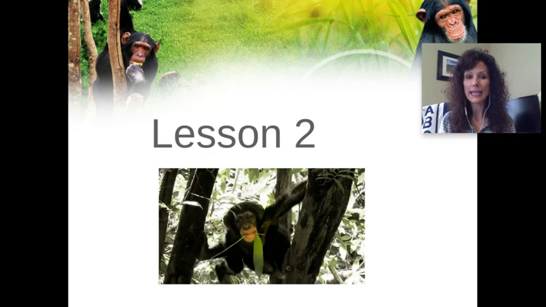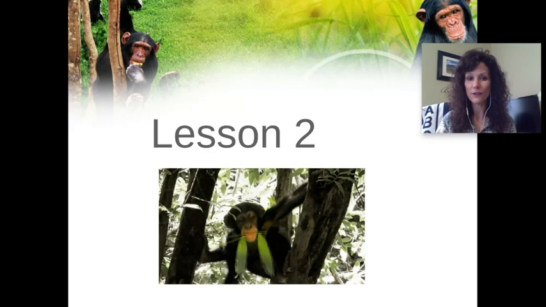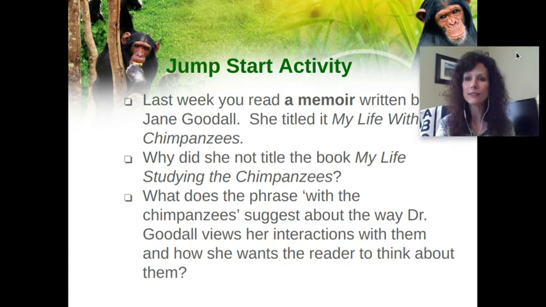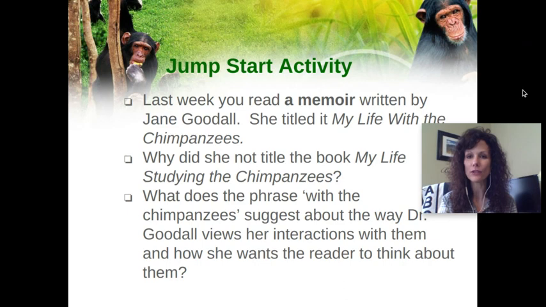So here we are in lesson two of this week. We're going to start with just this jumpstart activity, just thinking about these questions, not responding in writing, but kind of priming our brain. Last week, you read a memoir written by Jane Goodall. She calls it My Life with the Chimpanzees. It's an actual book. You could buy it or look for it and read it. So we want you to be thinking, why did she not title the book My Life Studying the Chimpanzees? What was the purpose of that? And we're really going to be looking at author's purpose today.